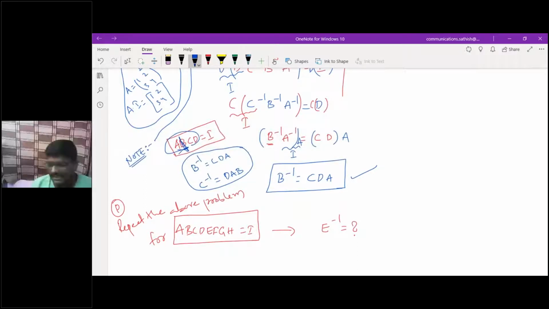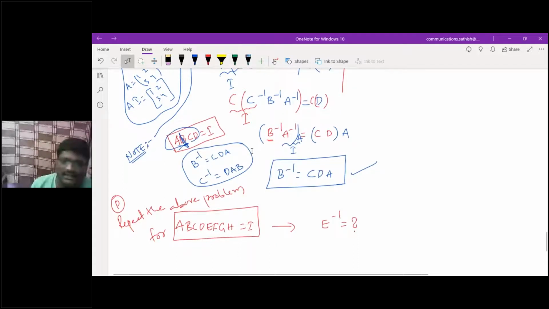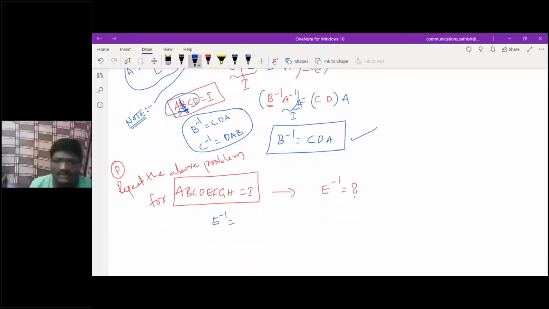Is it clear? Yes, sir. Any doubts? No, sir. Yeah, can you tell me with the same knowledge, what is the value of your E inverse in this? F, G, H, A, B, C, D? C. That's all. Yes, sir.